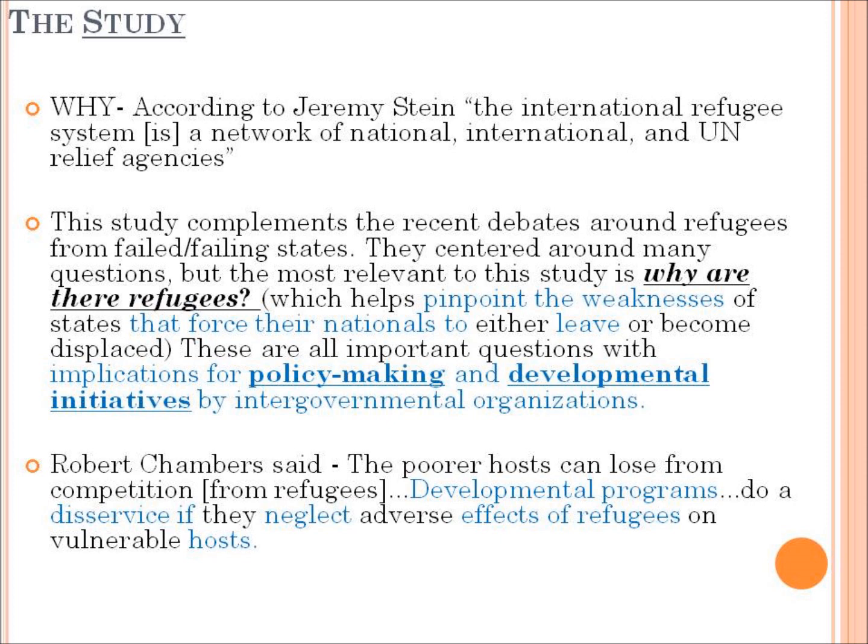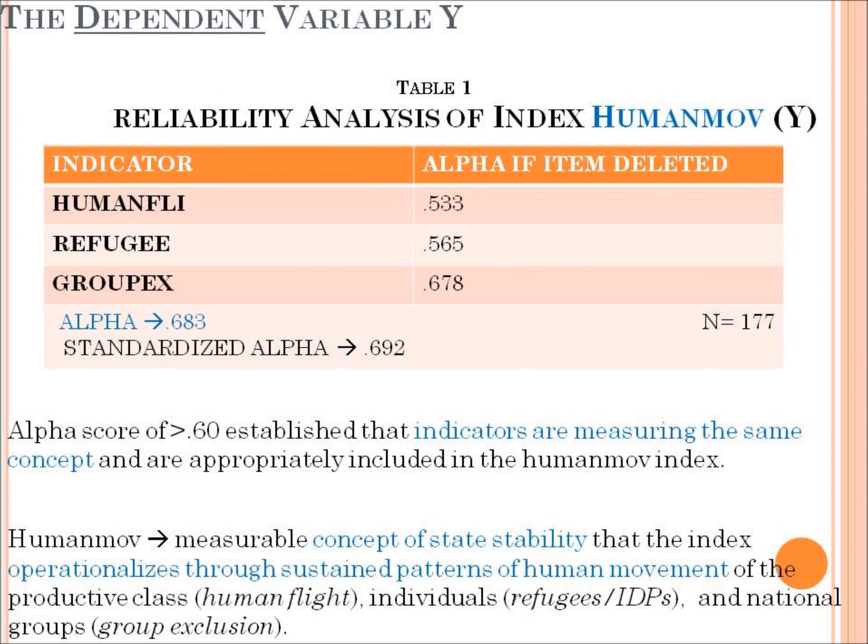As Robert Chambers mentions in his article, developmental programs do a disservice if they neglect the adverse effects of refugees on host countries. This question has huge implications for policymaking in developmental initiatives by intergovernmental organizations. Being one of the most important concerns of our day and age, the results of this research study have broad applications and are gateways for future research for states.